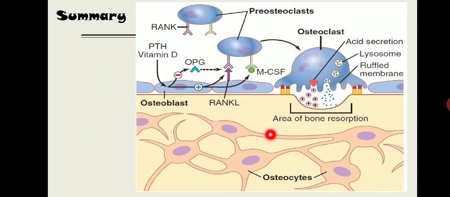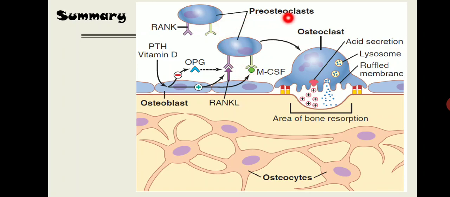Just follow my lead. These are the bone, these cells are the osteocytes, this one is the osteoclast, and this one is the pre-osteoclast, meaning these are the monocytes, right? This small surface cell present over the bone surface is the osteoblast. Now this osteoblast has RANKL over it, and it also secretes M-CSF.